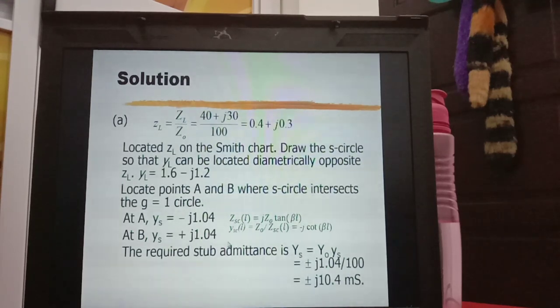But first, we want to find the admittance of the stub line. Minus j1.04 and plus j1.04 are the normalized admittances. The absolute admittance is the normalized admittance multiplied by 1 over 100. So that gives us the required stub admittance of plus minus j10.4 millisiemens.